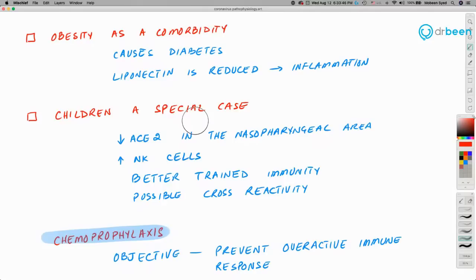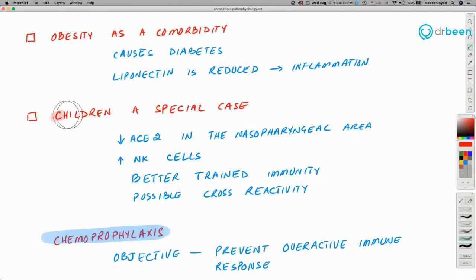Second problem with obesity is, and again, we have done a separate lecture about that, that we have adiponectin and leptin dysregulation in obesity. And these are the things that usually prevent inflammation. And so when adiponectin and leptin are dysregulated, then inflammation is easier to be produced. So that is another issue.